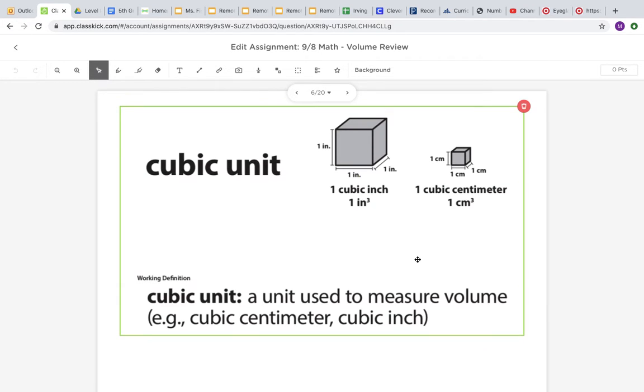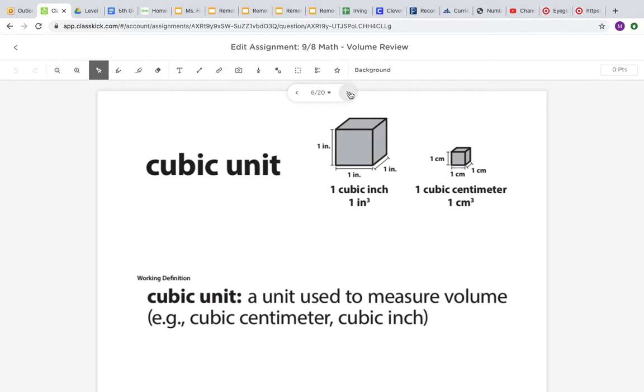Another way we could do this is by measuring it in inches, centimeters, whatever the measurement is. So we could use this by multiplying our cubic units. A unit is used to measure volume, so it could be a cubic centimeter, cubic inch, whatever the measurement is. All we'd have to do is multiply the length, the width, and the height.